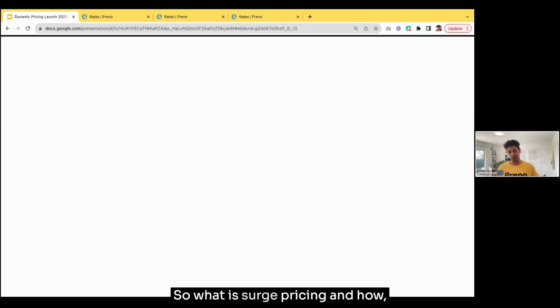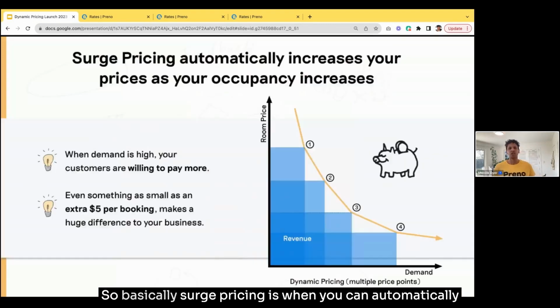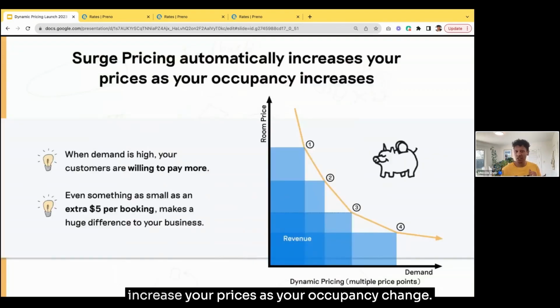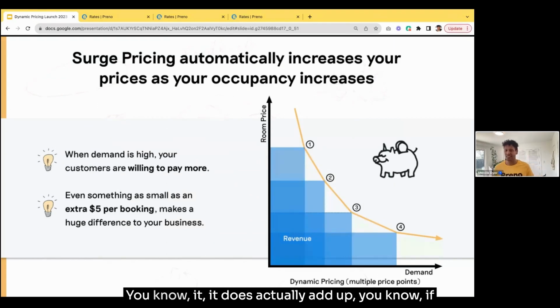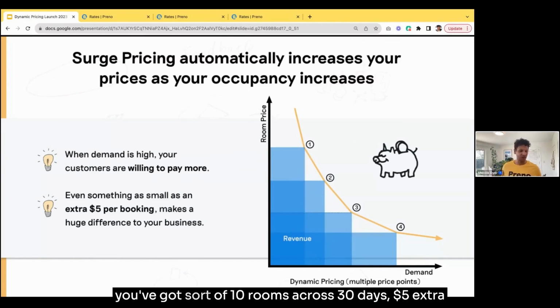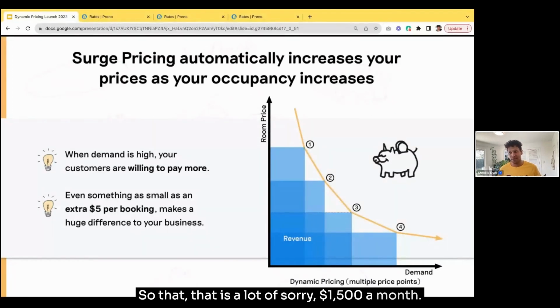So what is surge pricing, and how does the Preno surge pricing work? Basically, surge pricing is when you can automatically increase your prices as your occupancy changes. As demand is high and customers are willing to pay more, you can charge them more. Even something as small as an extra $5 per booking really does make a huge difference. It does add up. If you've got 10 rooms across 30 days, $5 extra per booking is about $1,500 a month, apologies. So that is a lot of money that you are missing out on.